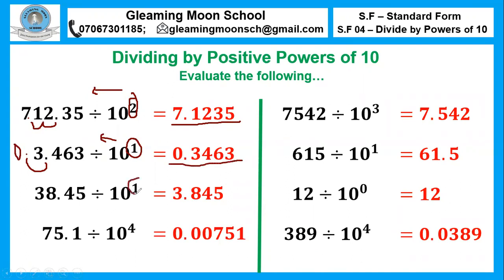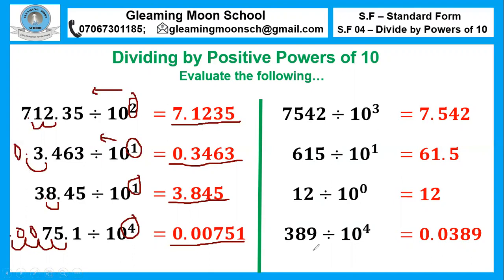And then the power here again is 1, the decimal point is here, you move it 1 place, put the new decimal point there, and that gives you 3.845. The power here is 4, the decimal point is there, you move it 4 times to the left, 1, 2, 3, and 4. You put your new decimal point there, put your 0 placeholder, another 0 placeholder, and then you need another 0 placeholder before the decimal point, which gives us 0.00751. Now, this is with the decimals.